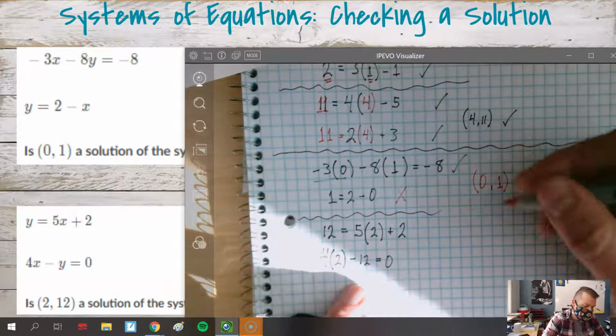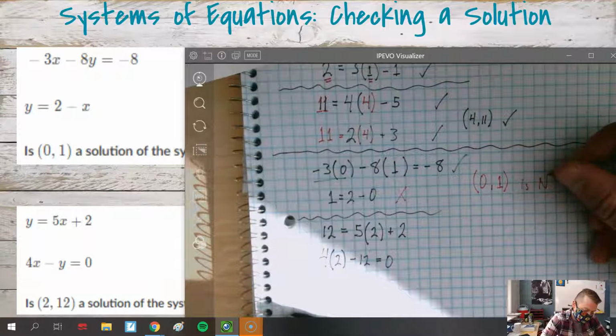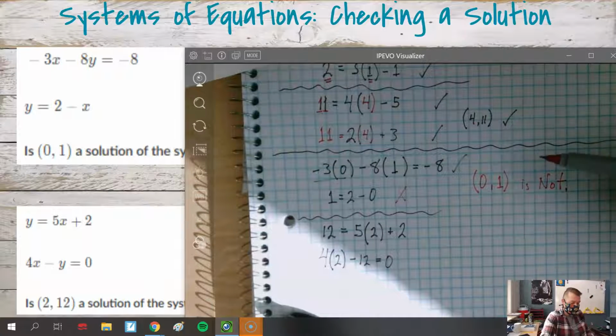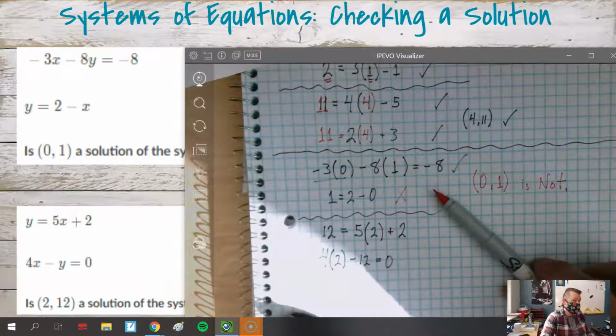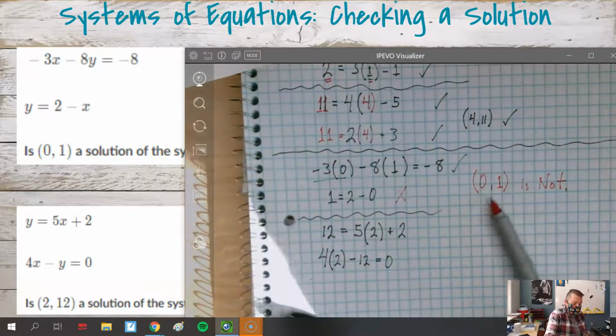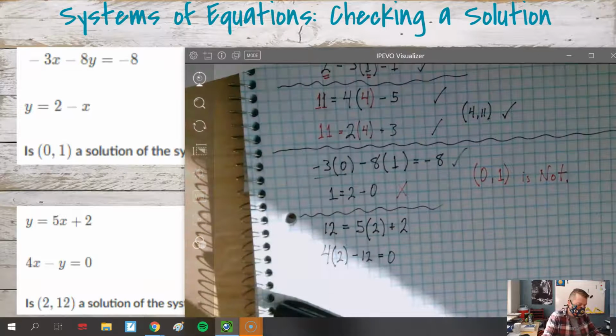Now, does that mean this system doesn't have a solution? It means that (0, 1) is not on it. It means the solution is somewhere else, or it might not have a solution, but all we know is (0, 1) is not a solution. Down here we're testing out (2, 12).